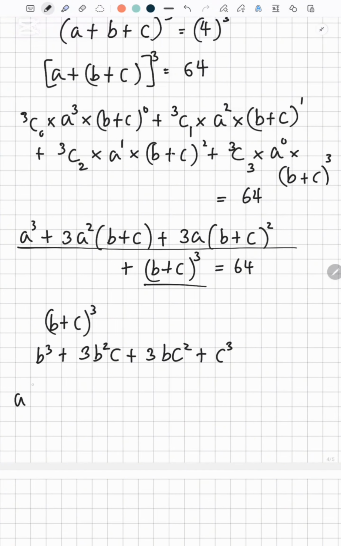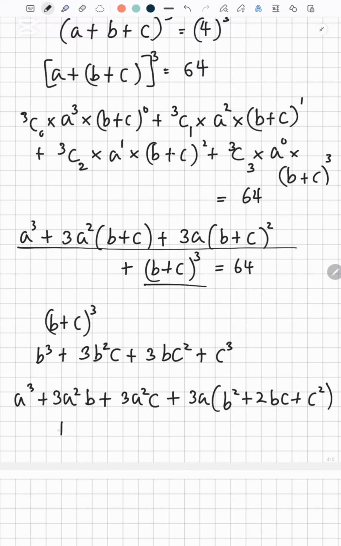So it's a to the power 3 plus 3a squared b plus 3a squared c plus 3a into (b squared plus 2bc plus c squared) plus b cubed plus 3b squared c plus 3bc squared plus c cubed equals 64, right?